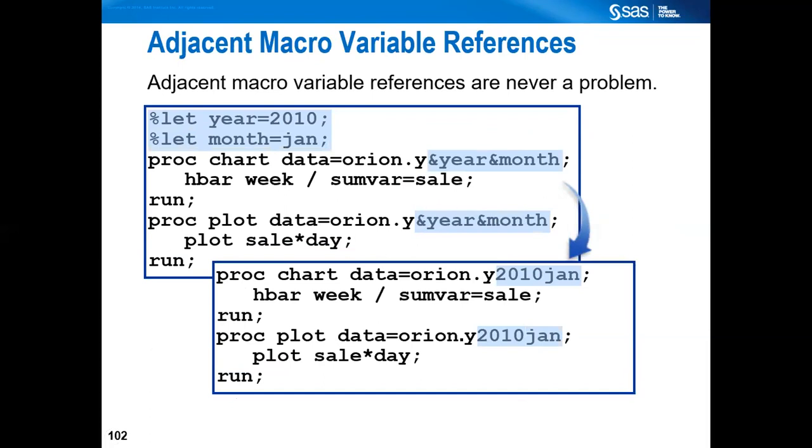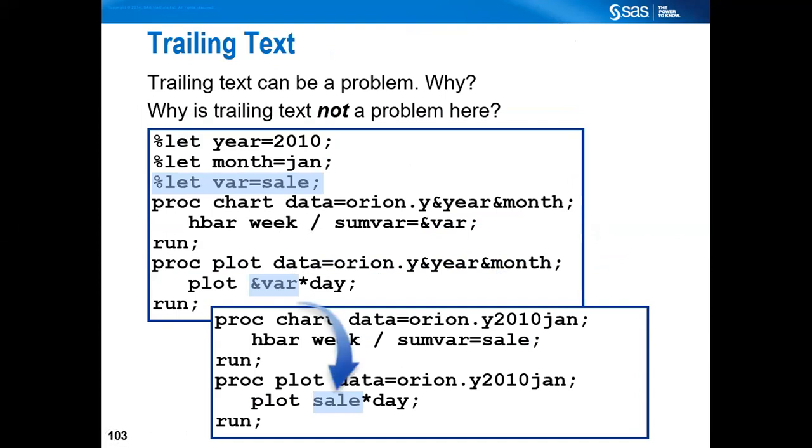But what will cause a problem? For example, you have created these two macro variables, year and month, and you're using them in your program. It's actually going to represent like this, ideally. Adjacent macro variable references are also never a problem. Then which part is going to be a problem? Trailing text can be a problem. Here they're saying sometimes it can be a problem, but in this case there won't be a problem.